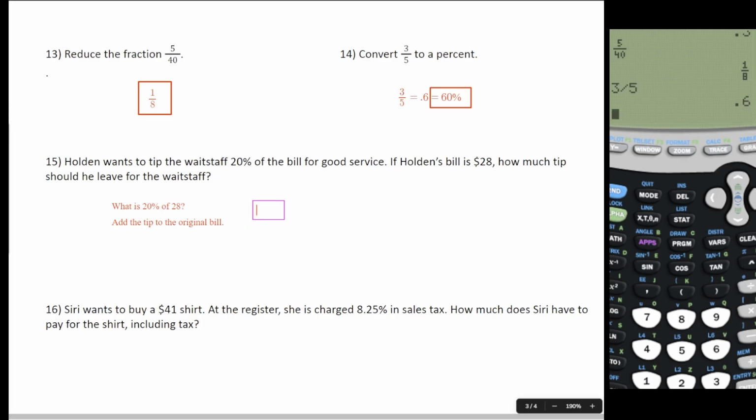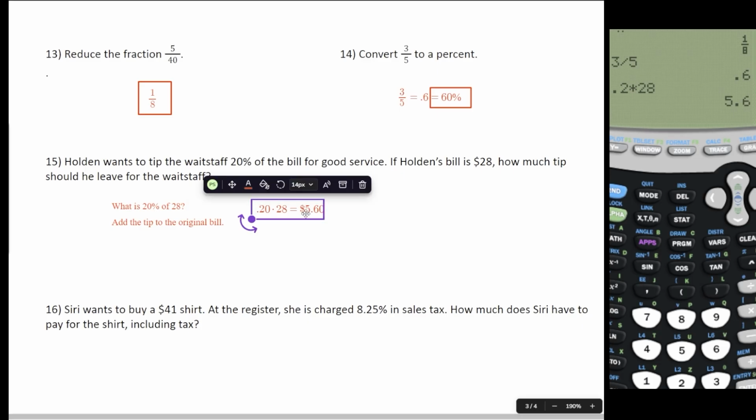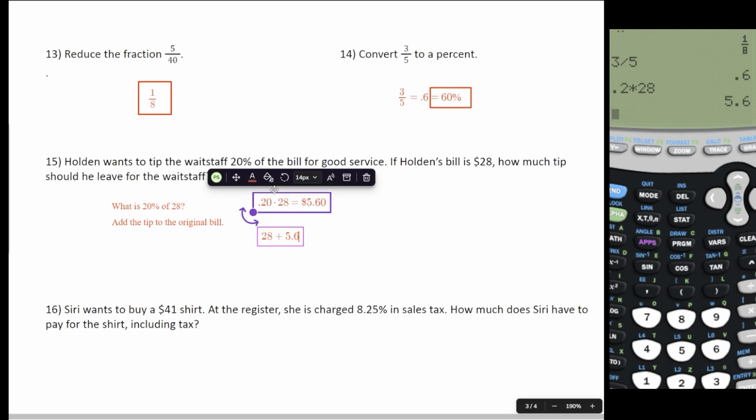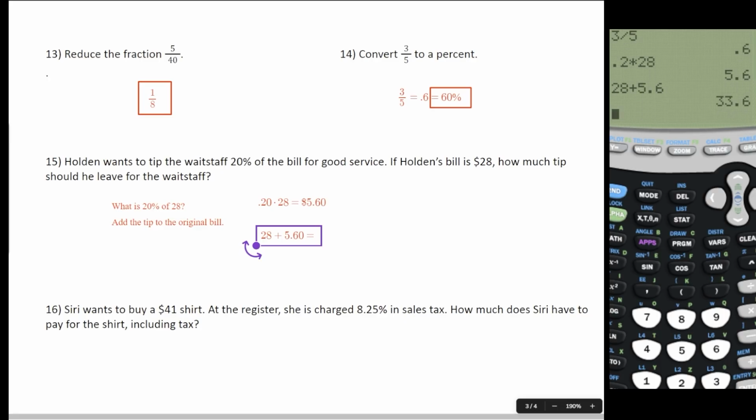Okay, so 20% of 28 is just going to be 0.2 times 28. I'm getting 5.6. So that's going to be $5.60 for the tip. And then I want to add that back to the original amount, which was 28. So 28 plus 5.60 is going to be $33.60. So this is going to be the total amount.